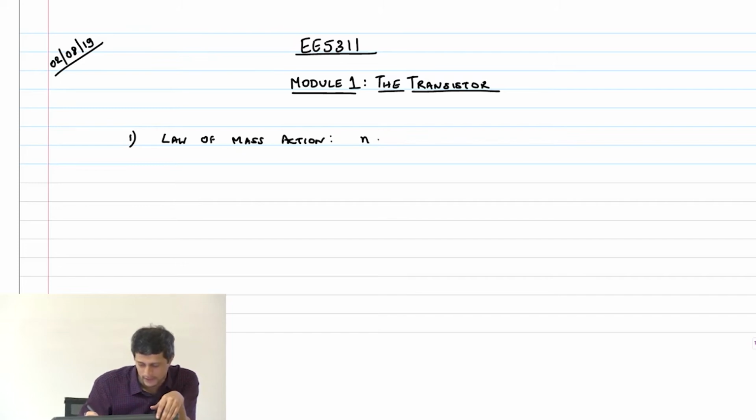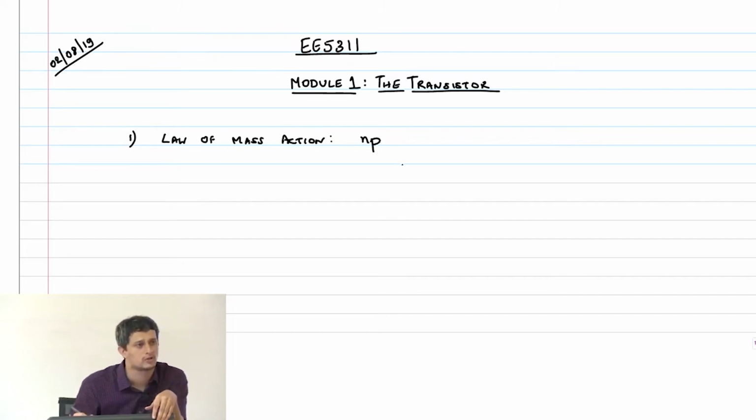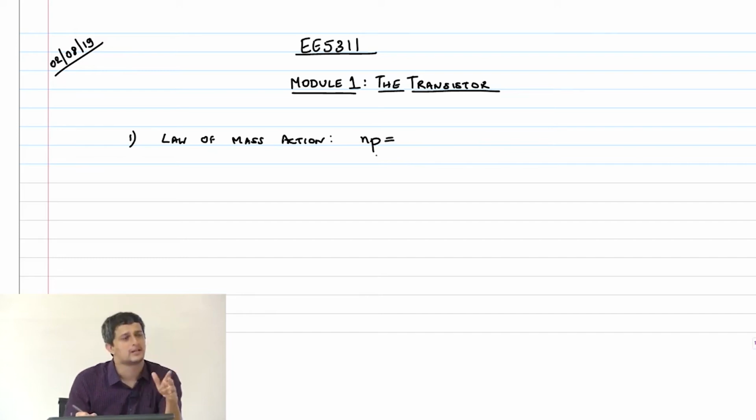which basically says that the product of electron and hole concentration is always a constant, and since for an intrinsic semiconductor, Ni equals Pi, the number of free electrons is equal to the number of free holes, it is just equal to Ni squared.